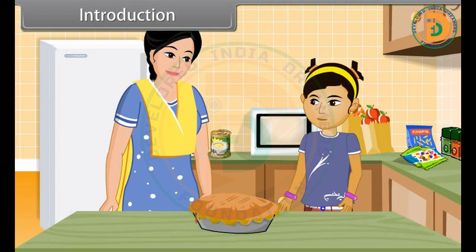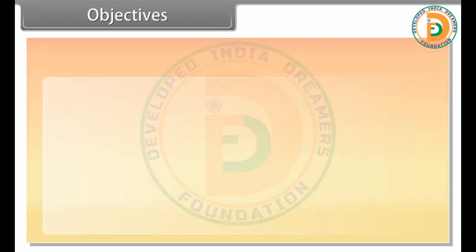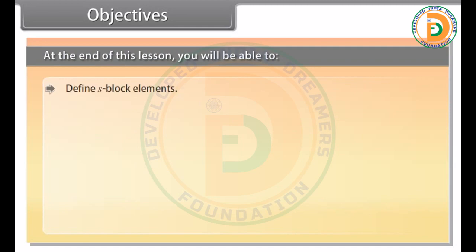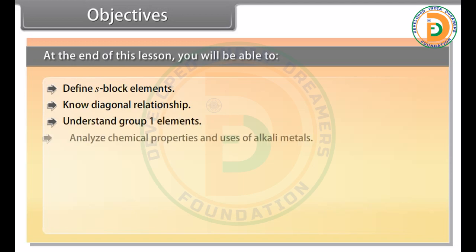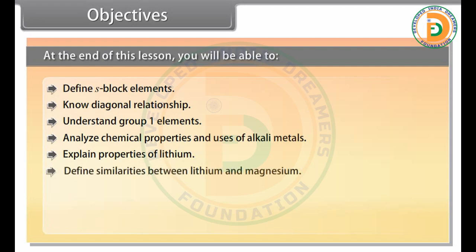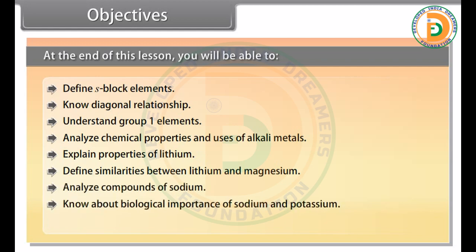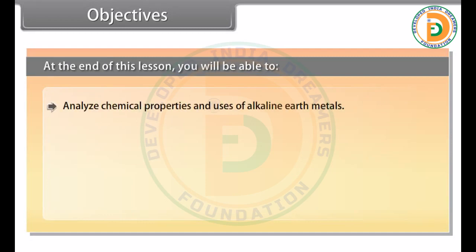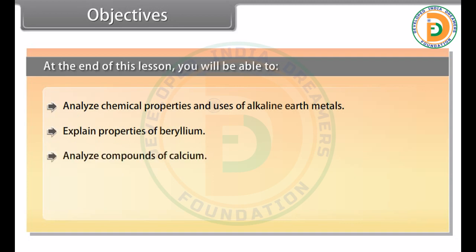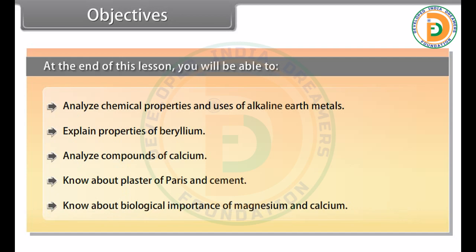Today we'll study the S-block elements. Objectives: at the end of this lesson, you will be able to define S-block elements, know diagonal relationship, understand group 1 elements, analyze chemical properties and uses of alkali metals, explain properties of lithium, define similarities between lithium and magnesium, analyze compounds of sodium, know about biological importance of sodium and potassium, understand group 2 elements, analyze chemical properties and uses of alkaline earth metals, explain properties of beryllium, analyze compounds of calcium, know about plaster of Paris and cement, know about biological importance of magnesium and calcium.